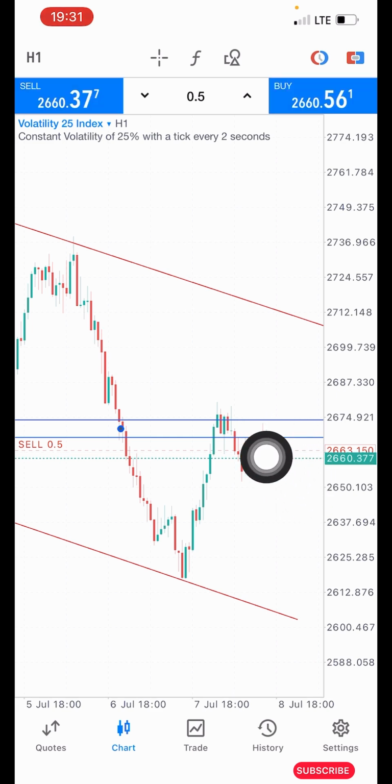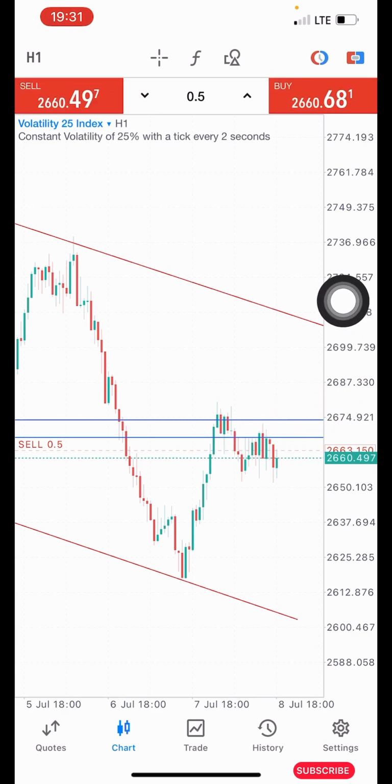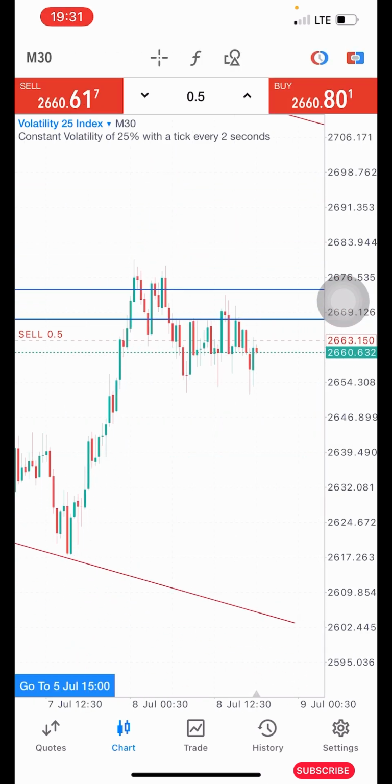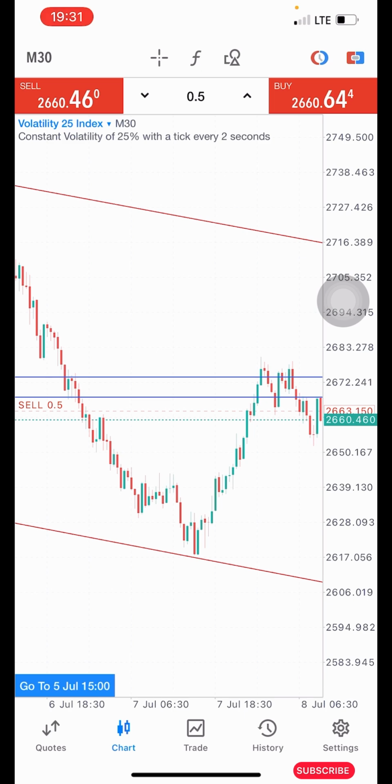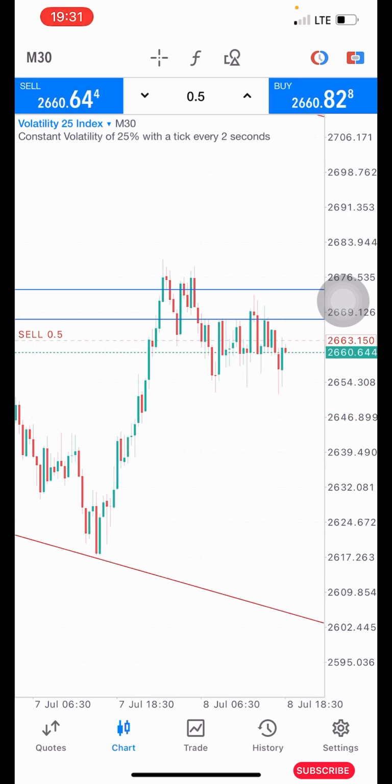Even if it's going to break above it, that movement must happen. All right, it's mostly going to happen. Okay, so now let's go down to the 30-minute time frame again, so that we'll understand clearly what's happening in the market. All right, now this is what some traders fail to do.